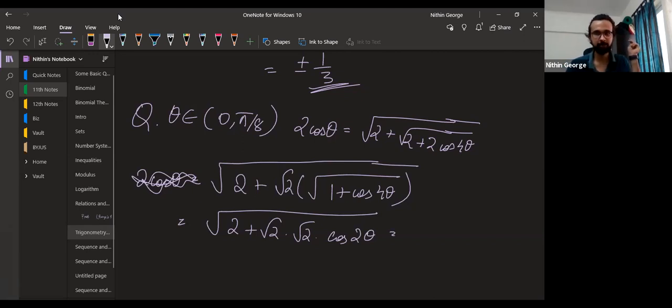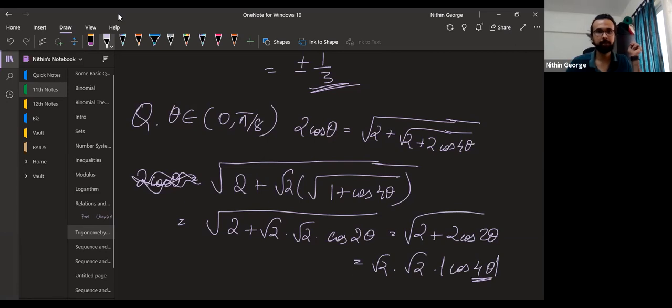Then it becomes root of 2 plus 2 cos 2 theta, which will become root 2 into root 2 mod cos 4 theta. Again, 4 theta is between 0 and pi by 2, which means cos of 4 theta will be positive anyway. The modulus sign is redundant. So you get 2 cos theta as your final answer here. Got this? Didn't understand, sir.